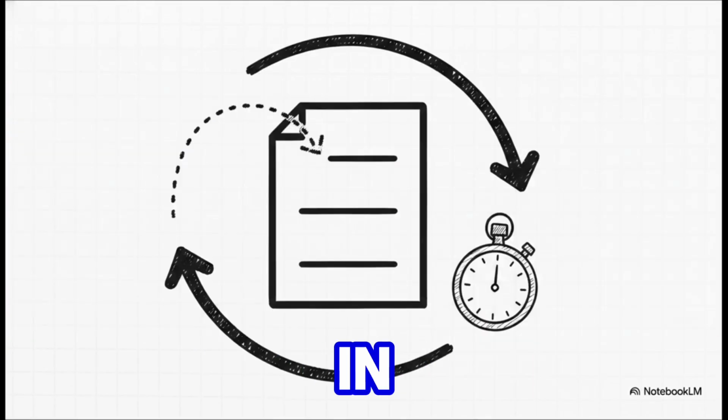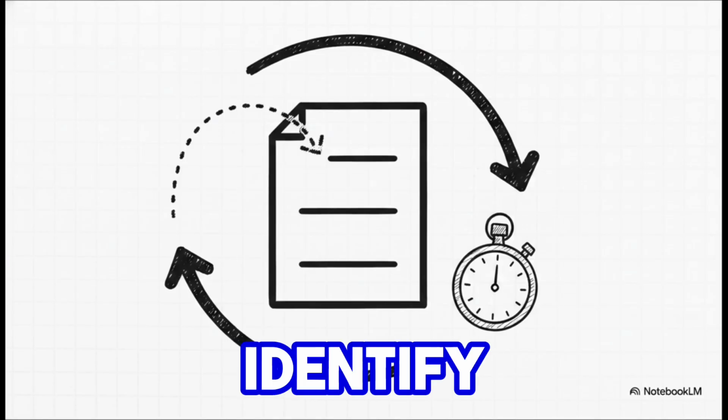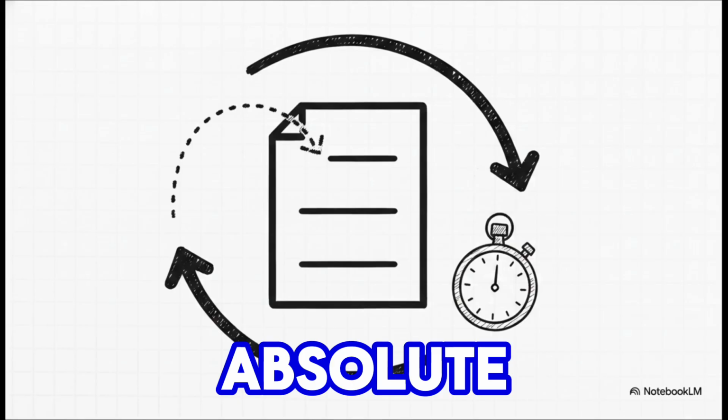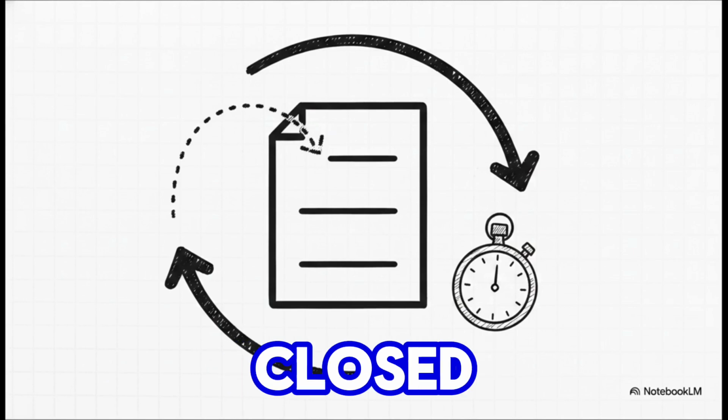So what does this look like in practice? Here is the rapid skim review process in action. First, identify your core keywords and pull up only the absolute freshest articles. We're talking the last year or two. You definitely do not want to accidentally fill a gap someone else just closed last month.